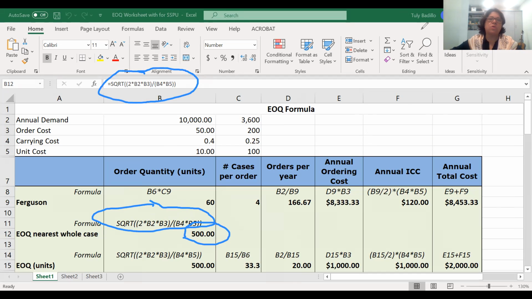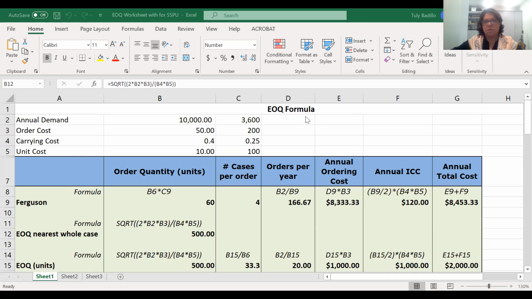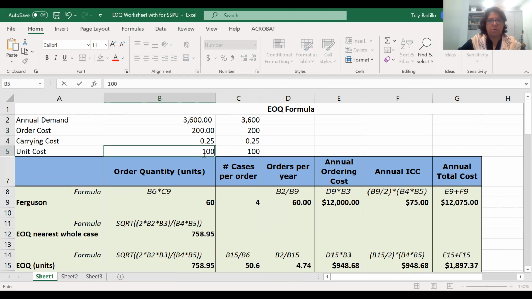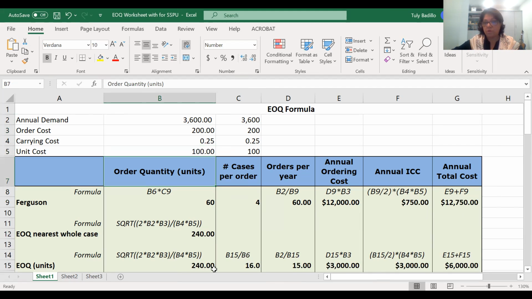Now, let's say we're going to delete all of this, and we're going to change the numbers to the first formula, where it was 3,600, 200, 25%, and 10. So let's go here and look what happens to the number down here, this 500. So we're going to make 3,600. This becomes 200. Notice how the numbers change down here. And then 0.25. And then this is 100. Do you remember what it was before? 240. So the formula always works. So you always want to go ahead and use the formula for doing EOQ.